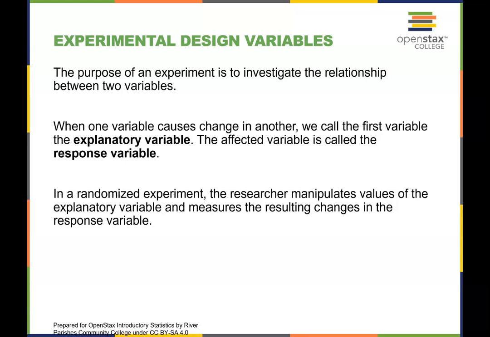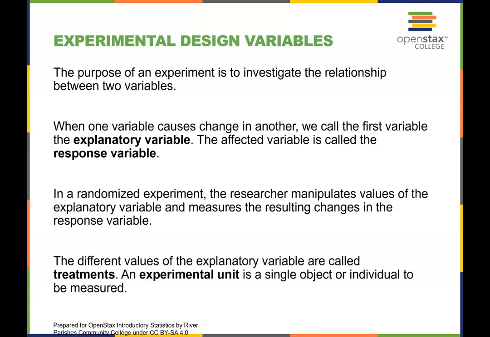In a randomized experiment, the researcher manipulates the values of the explanatory variable and measures the resulting changes in the response variable. The different values of the explanatory variable are called treatments. An experimental unit is a single object or individual to be measured. So a unit could be a person.